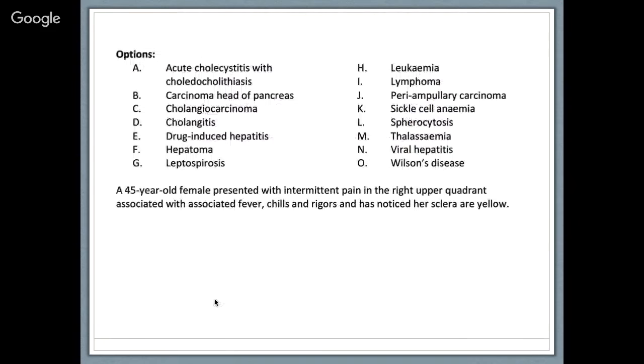Okay, 45-year-old female presents with intermittent pain in the right upper quadrant associated with fever, chills, rigors, and notice her sclera are yellow. Feel free to shout out the answer. Yeah, exactly. Everyone comfortable with cholangitis? Good. Okay.